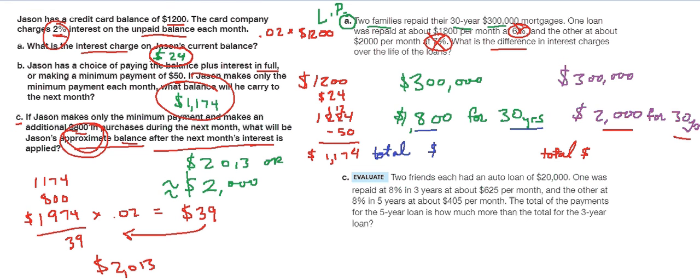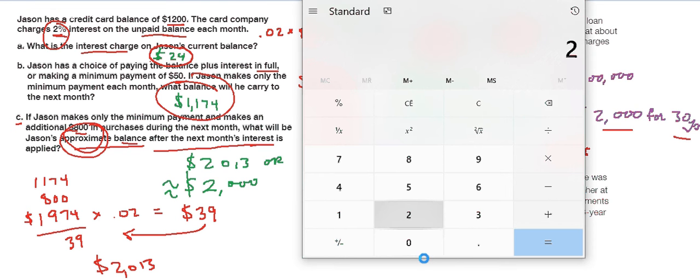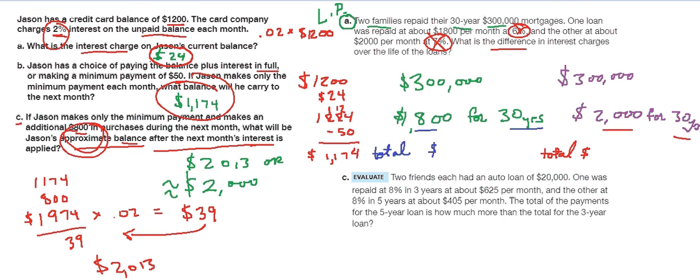We can't just do 2,000 times 30. Why? Because it's $2,000 per month. So you're paying this much per year, right? 2,000 times 12, $24,000 a year in mortgage payments. Now multiply by 30, because that's per year, $720,000 total over here.